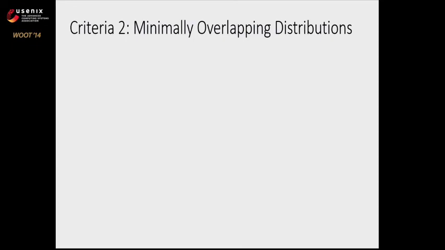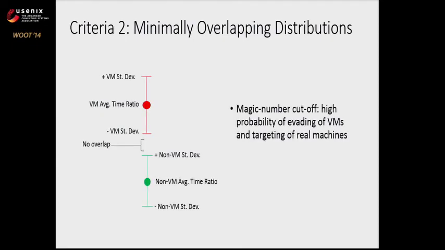The second criteria is sort of more of a fuzzy criteria. And we sort of used a magic number cutoff here. We basically wanted to give an attacker a very easy criteria by which to determine if a visitor's timing measurement is indicative of a VM or not. So what we simply said is that take 1 standard deviation away from the VM's average timing ratio, and then take 1 standard deviation away from the real machine's average timing ratio, and these distributions should not overlap.